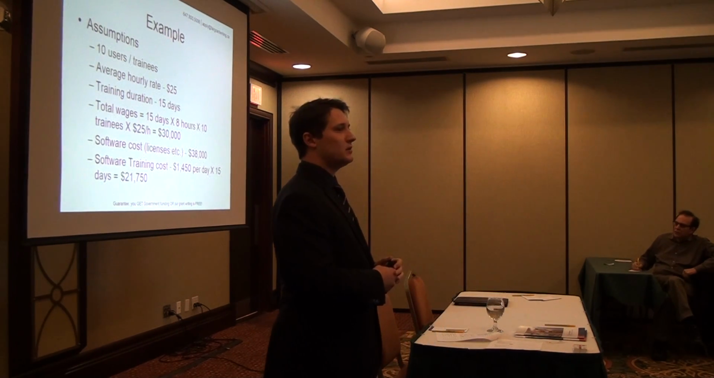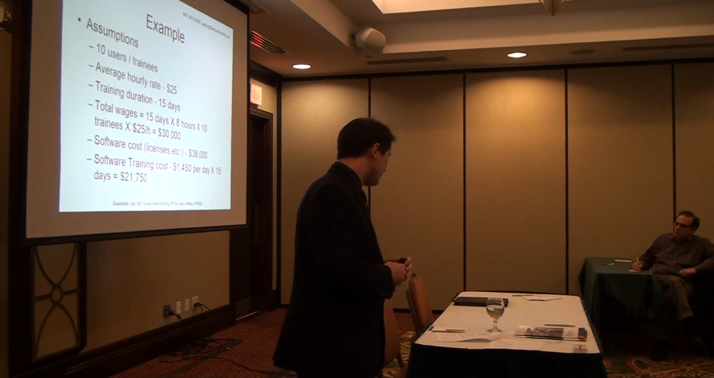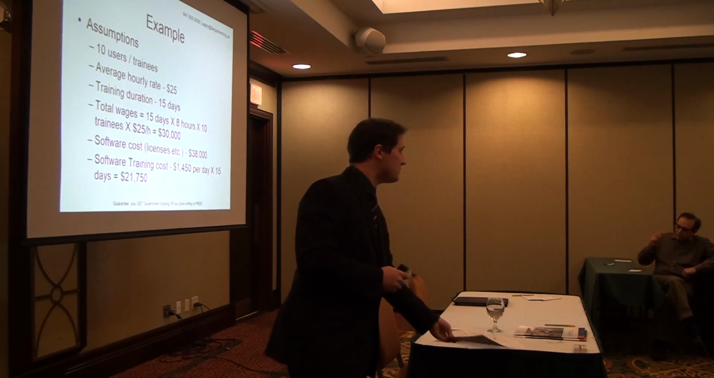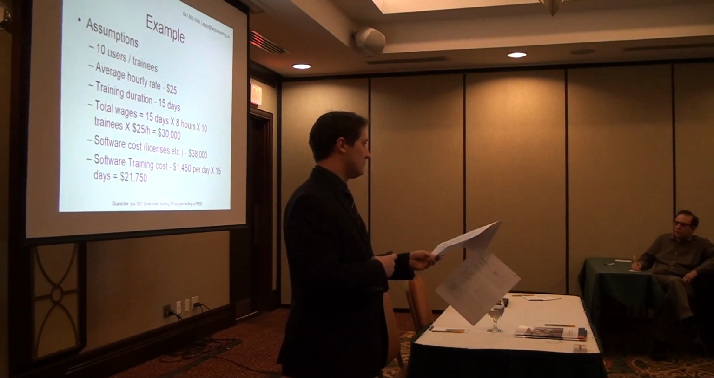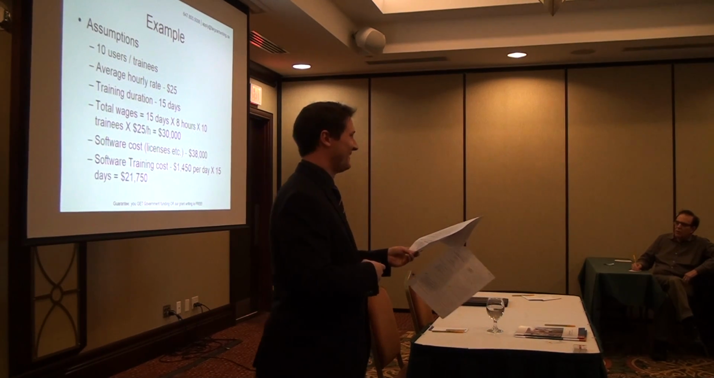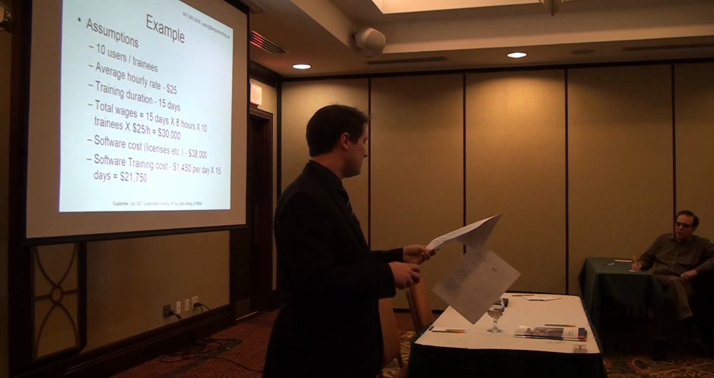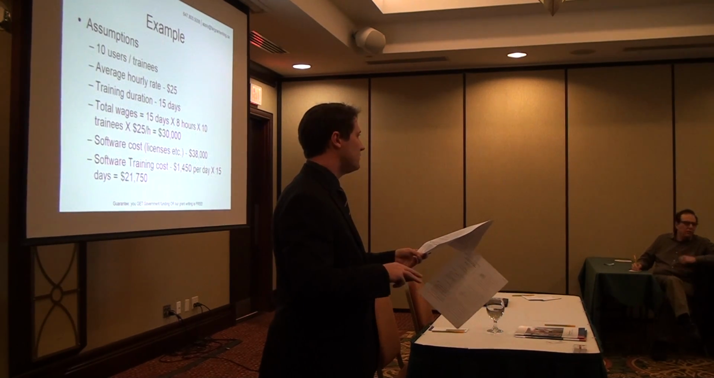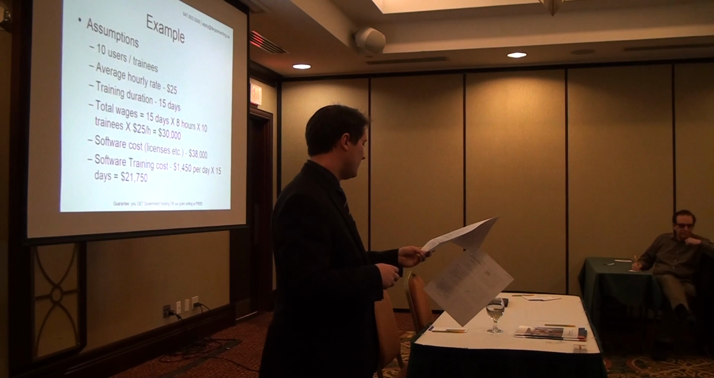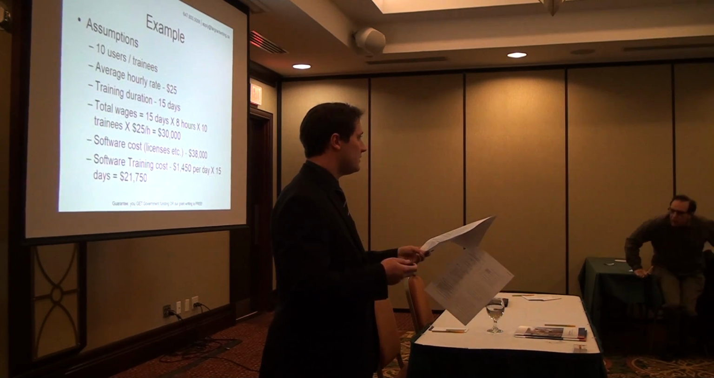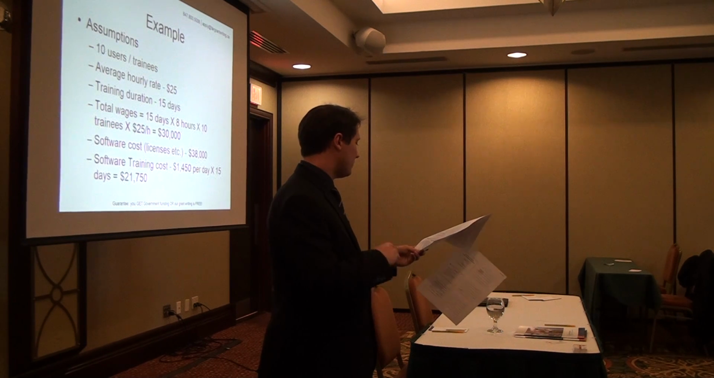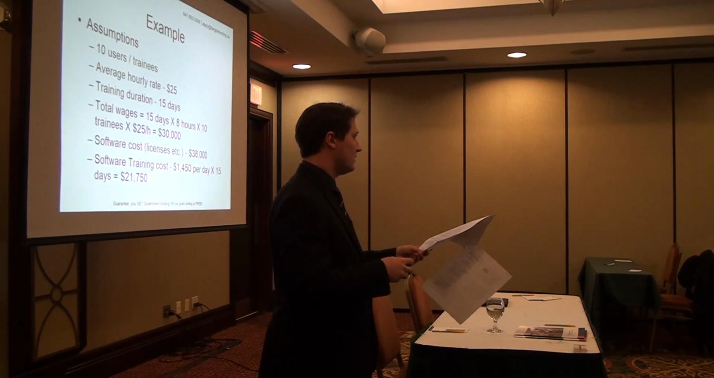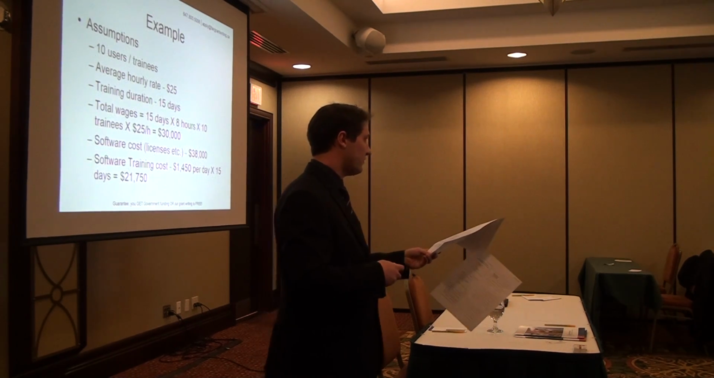Okay, so let's take an example. Let's assume that we have 10 trainees, 10 users who purchase 10 licenses. They're getting trained on E2. Average hourly rate of the 10 users is $25 an hour. Training duration is 15 days, and it's a full-time training. It takes 8 hours a day. Total wages of all 10 people for 15 days is going to be $30,000.